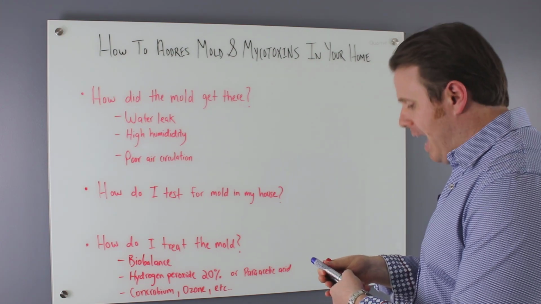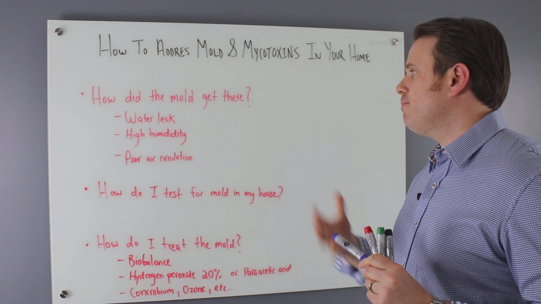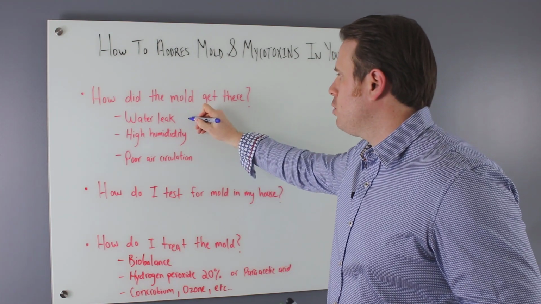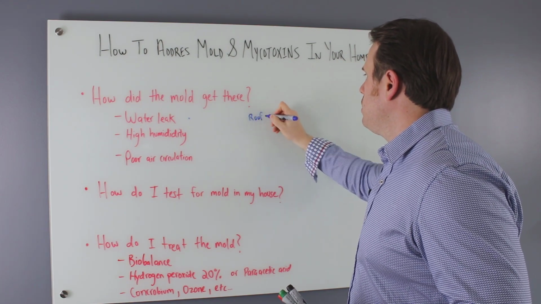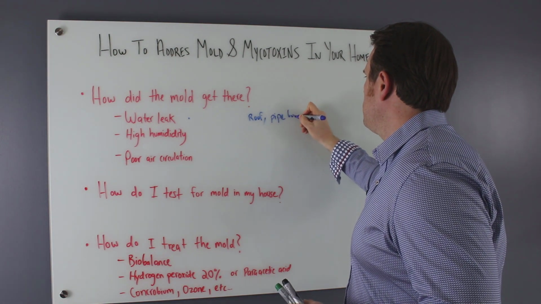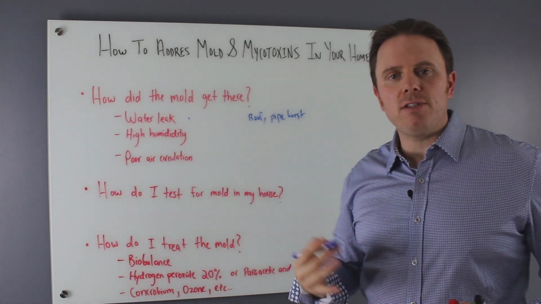So first off, how did the mold get there in your home? Mold's going to happen primarily in 2 to 3 ways. First is a water leak. So what happens is water comes in through the roof primarily. Could be a pipe bursting. Could be any of these different ways in how water infiltrates from the outside in.